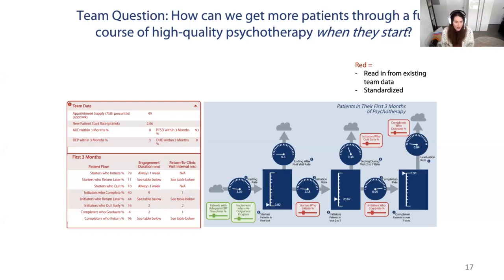And on the screen here, you're seeing a Teams question. They wanted to know how they could get more of their patients through a full course of psychotherapy when they start. The when they start is, if you can see my mouse, where it says patients in their first 3 months of psychotherapy. So the stocks here are aggregating to accumulate the state of care that patients are in, the state of this EBP. Now, psychotherapy may be familiar to a lot of you because it requires return visits, usually weekly, maybe up to 12 visits.